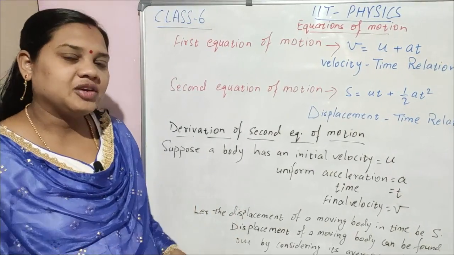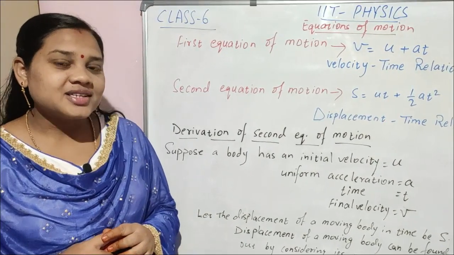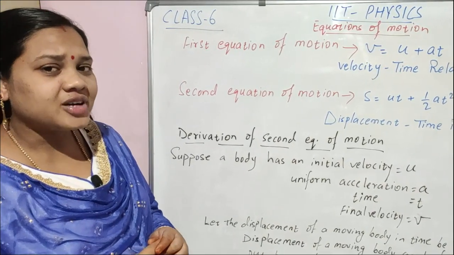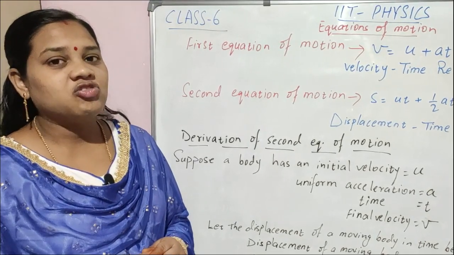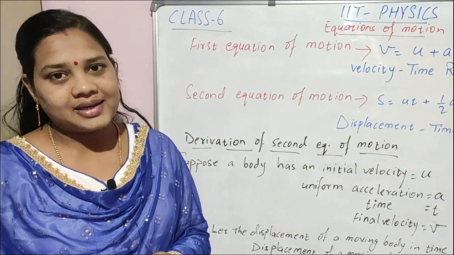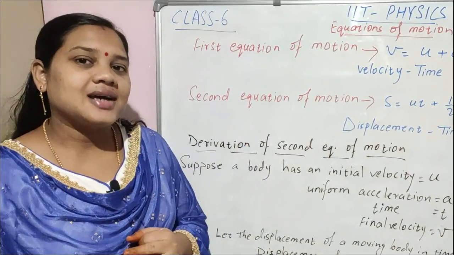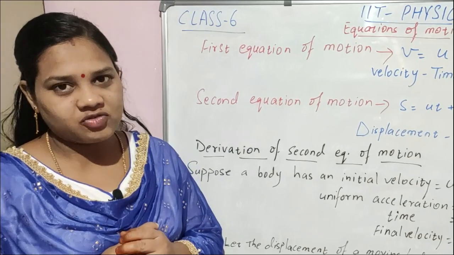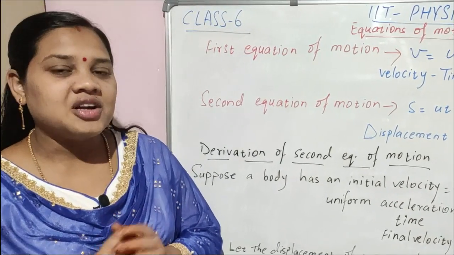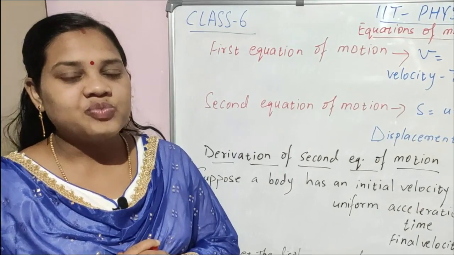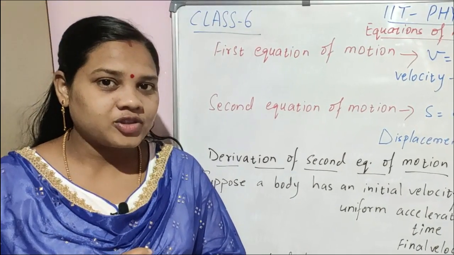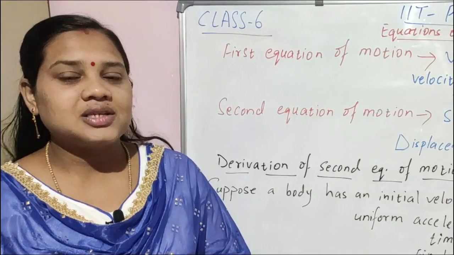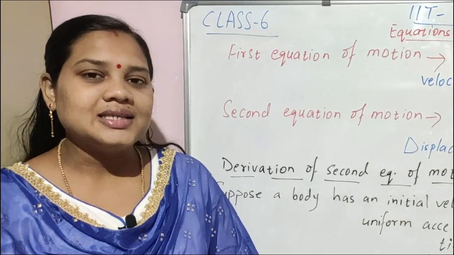So already in the previous class we discussed the first equation of motion. What was the first equation of motion? V is equal to U plus AT, or the velocity time relation. The first equation of motion brings the relation between velocity and time. V is equal to U plus AT, where U is the initial velocity of the body, V is the final velocity of the body, A is acceleration, it's a uniform acceleration, and T is time.